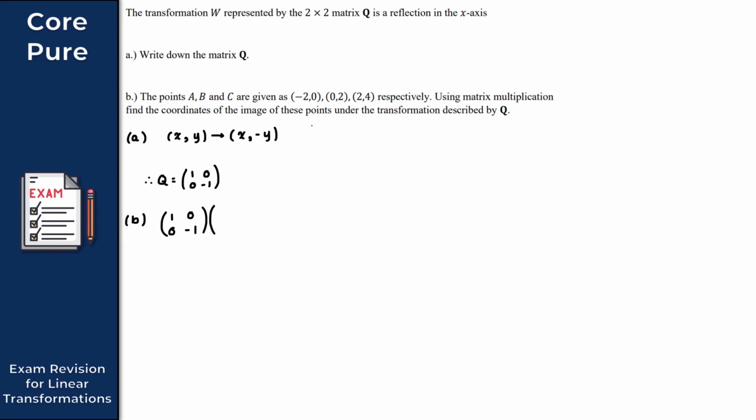So each point here, I write that as a column of my 2 by 3 matrix. For the first column here, I've got minus 2, 0, just like that. For the next point here, again, I write this as a column. That is 0, 2, just like that. And then finally, for the very last column here, we get 2, 4, right? So we get 2, 4, just like that.